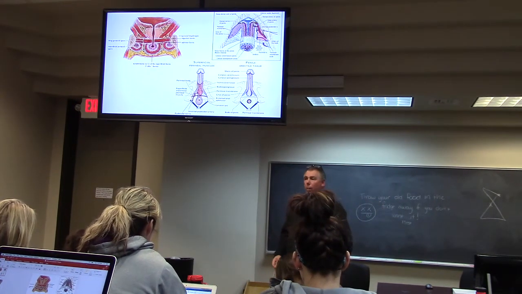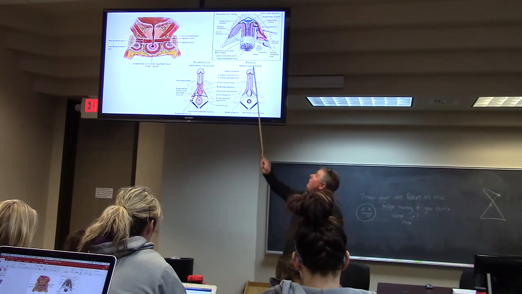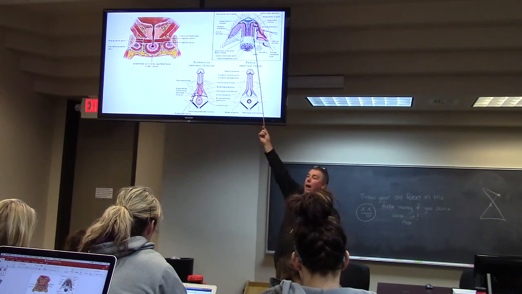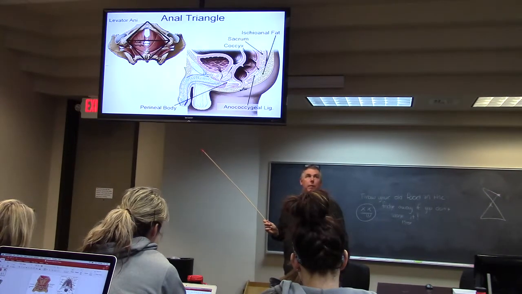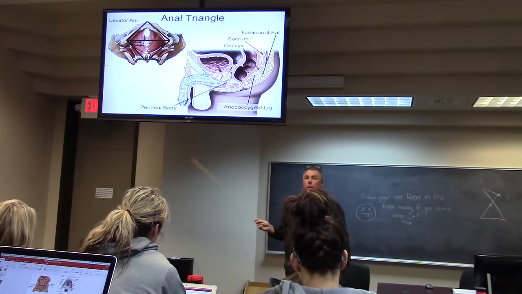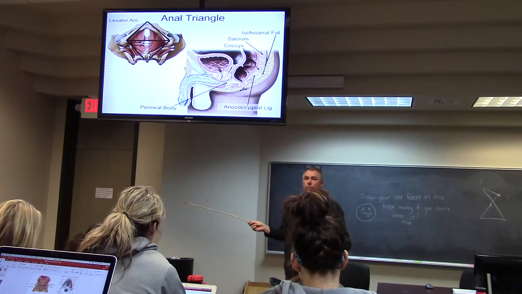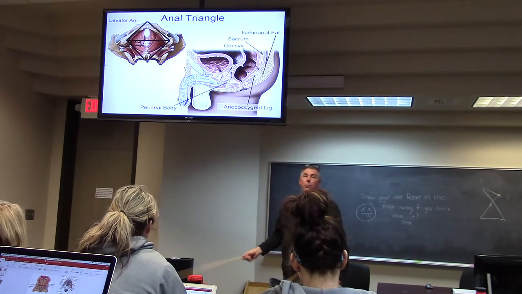They're going to proceed all the way forward to form the vasculature on the top, or the dorsal surface, of the penis or the dorsal surface of the clitoris. We'll go over the vasculature in just a second. Any questions about the UG triangle? Here's the anal triangle back here.